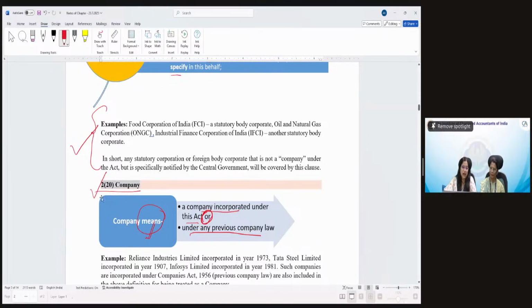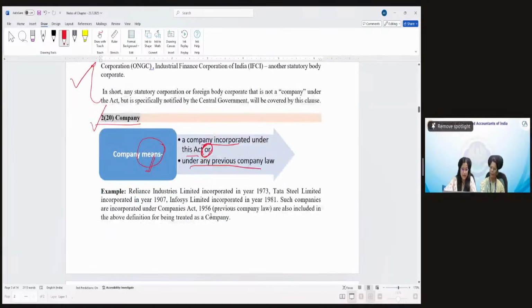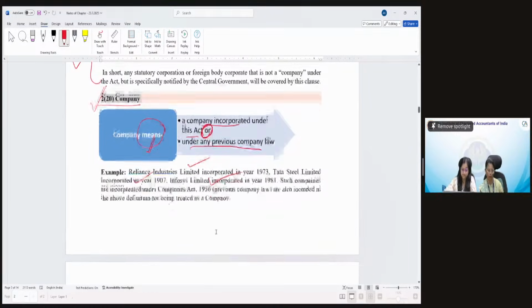Let's understand this by an example. Reliance Industries was incorporated under the earlier Act, in 1973. For that, the 1956 Act was applicable. Similarly, for the other companies, the year of incorporation is given, and they were all incorporated under the earlier Act. In such a case, these companies will also be said to be companies under the existing company law, that is the Companies Act 2013.